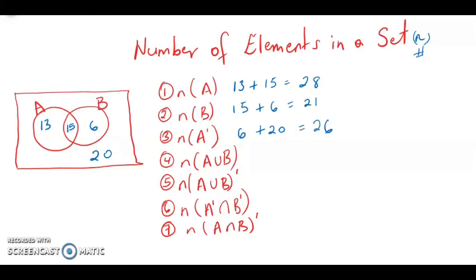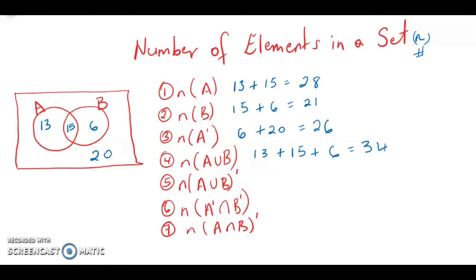For number 4, we have the number of elements in A union B. So therefore, it's a combination of both. So I'm going to look at my elements here. So I have 13 plus 15 plus 6, which is equal to 34. And that is my number of elements in A union B.